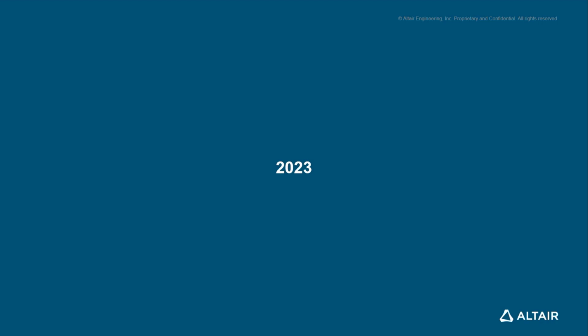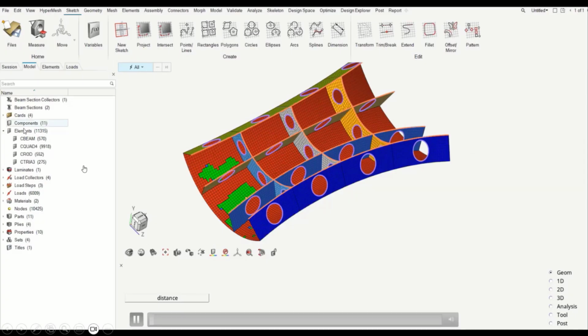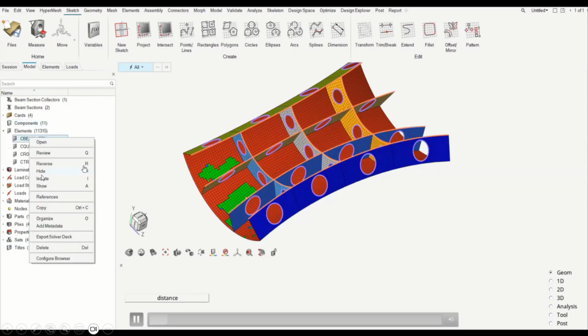Now let's go on to 2023. I would like to start off from where Yuvraj left off with 0D and 1D. One of the biggest functionalities we had in 1D is the review. So what we have done as part of migration from the panel is we have enhanced the review as part of the browser. Let me quickly run through this video and go over this enhancement.